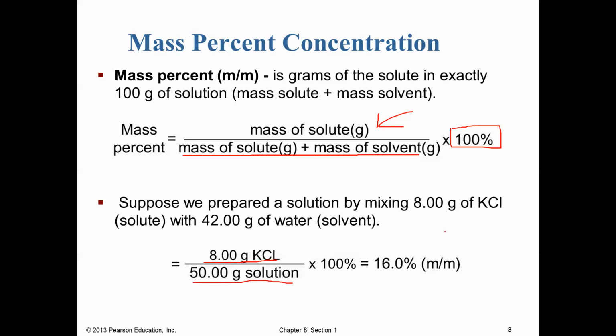So where did the 50 come from? It's going to be our mass of solute plus our mass of solvent. We crunch our numbers, and our percent concentration here is 16. So again, mass of solute over mass of solution times 100. Pretty simple to calculate these.